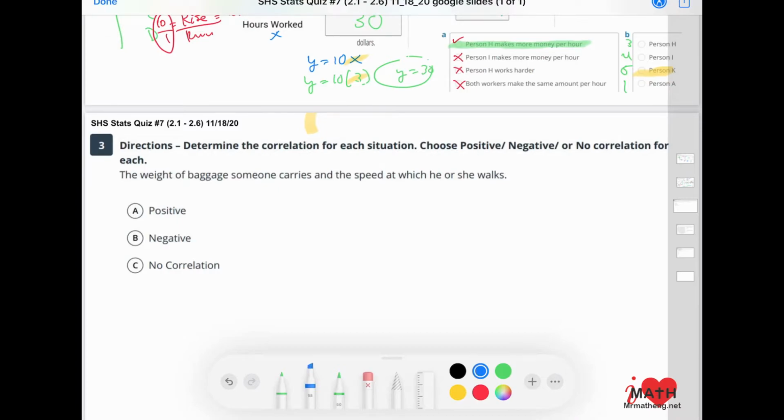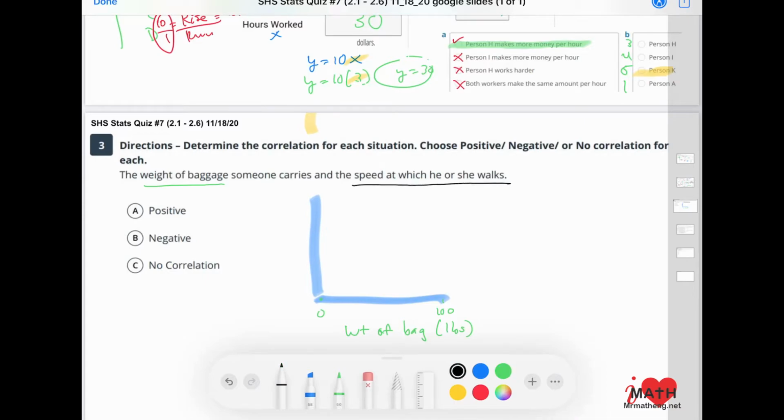Determine the correlation for each situation. Choose positive, negative, or no correlation for each. Okay, so I'm going to do the weight of the bag, weight of baggage. So you go onto an airplane thinking 0 to 100 pounds someone carries, and the speed at which they can move, miles per hour. So I just put 0 and 100.